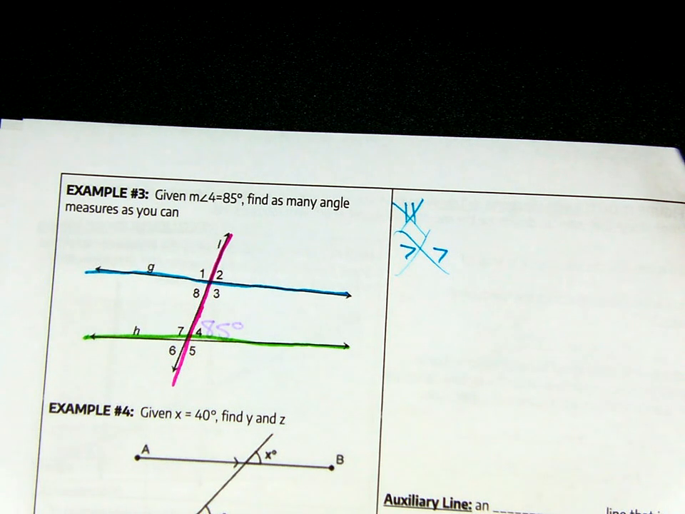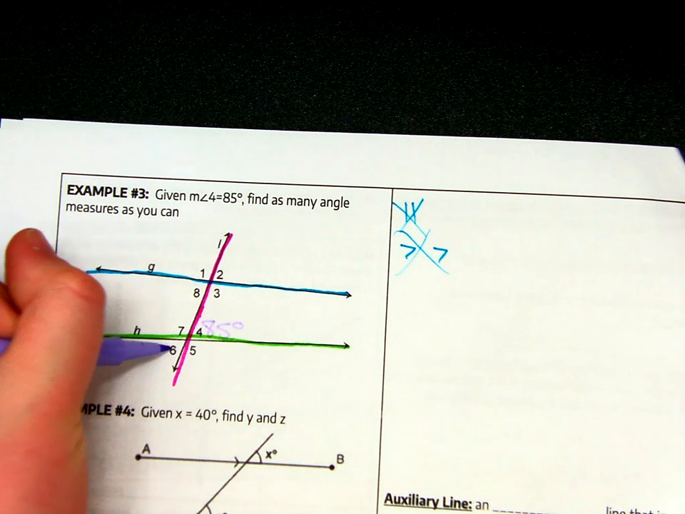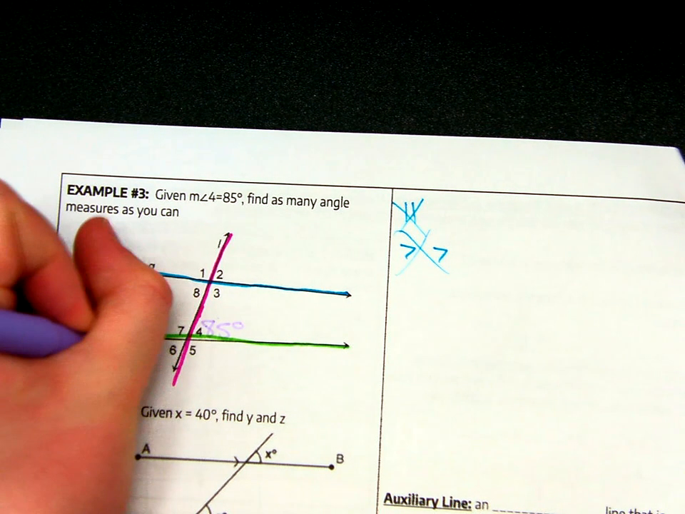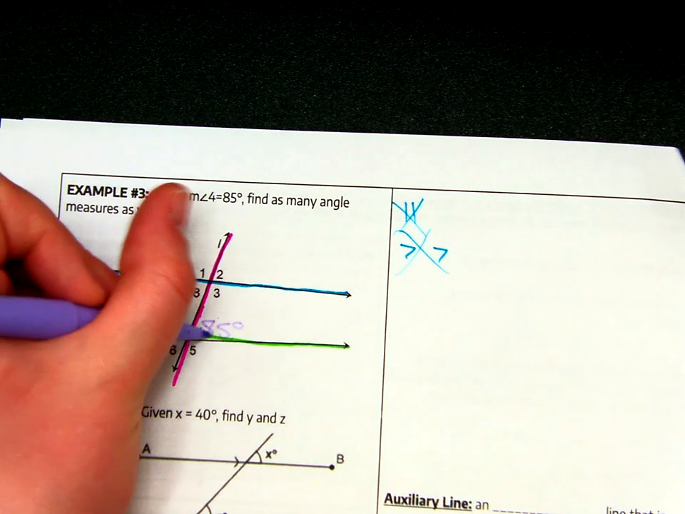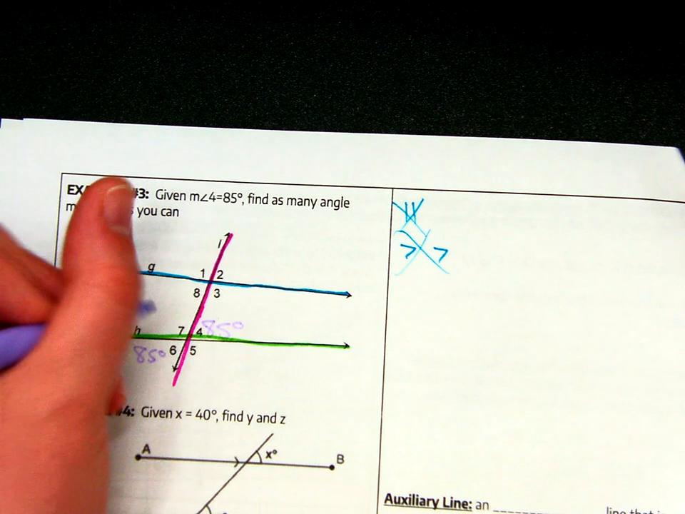So, find as many angle measures as I can. Well, I can still use what I know to be true about vertical angles and linear pairs. 4 and 6 are vertical, so they're congruent, so I can fill that in with 95. 6 and 7 make a linear pair. 7 and 4 also make a linear pair, so they have to add to 180.